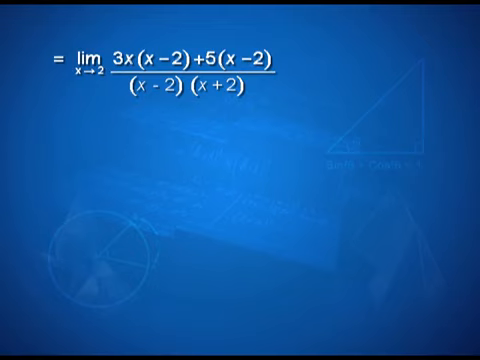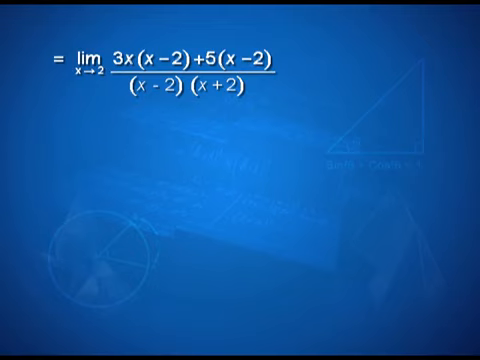Limit of (cos 2x minus 1) upon (cos x minus 1) as x tends to 0 is equal to limit of (1 minus cos 2x) upon (1 minus cos x) as x tends to 0, which can be written as limit of 2 sin square x upon 2 sin square (x upon 2) as x tends to 0, because 1 minus cos 2x is equal to 2 sin square x and 1 minus cos x is equal to 2 sin square (x upon 2).